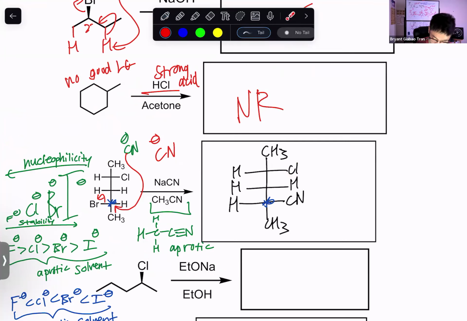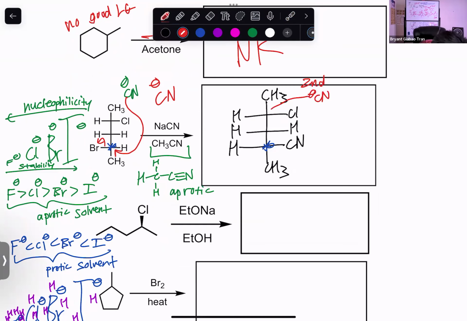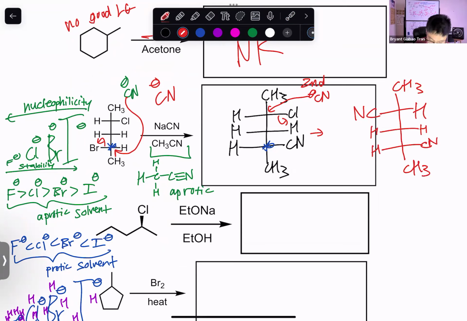So the second CN minus will attack that carbon, kick out the Cl, and invert it to swap the two groups like that. Right. So that's if it is in excess. But if not, then it would be the first one. Right. This is the answer in excess. And this is the answer in one equivalence, 1 mole of NaCN.